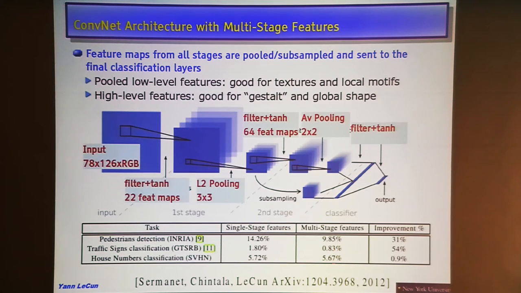For that, you want the average of local features, and you want to integrate that. So it's better for that to use low-level features and average them using pooling and feed them to the classifier. And in fact, this brings quite a bit of improvement in error rate for pedestrian detection, as well as for things like traffic sign recognition and house number verification. Not much for house numbers, but.